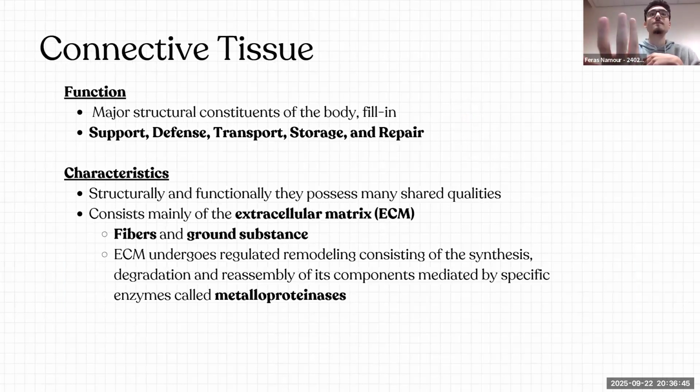Connective tissue. What's the function of it? It's the major structural constituent of the body, and it's basically the filling in of everything. Its functions are to support, defend, transport, store, and repair. Characteristics: it varies in its constituents, but it has a larger amount of extracellular matrix. And we didn't discuss extracellular matrix at all when we were talking about epithelium. Extracellular matrix is made out of fiber and ground substance.